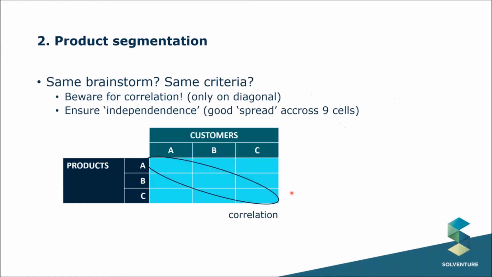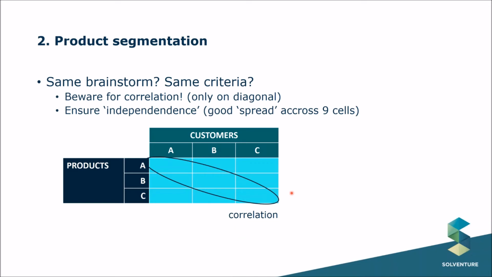The second step is product segmentation. So first I focus on customer. Now I will focus on product. And for product, we don't typically use value or margin. The reason why is because we want to avoid the risk of correlation. Because if you have a customer, that customer will probably be linked to an item. So a product is very aligned with a customer, and for product segmentation that is not something we want to have.